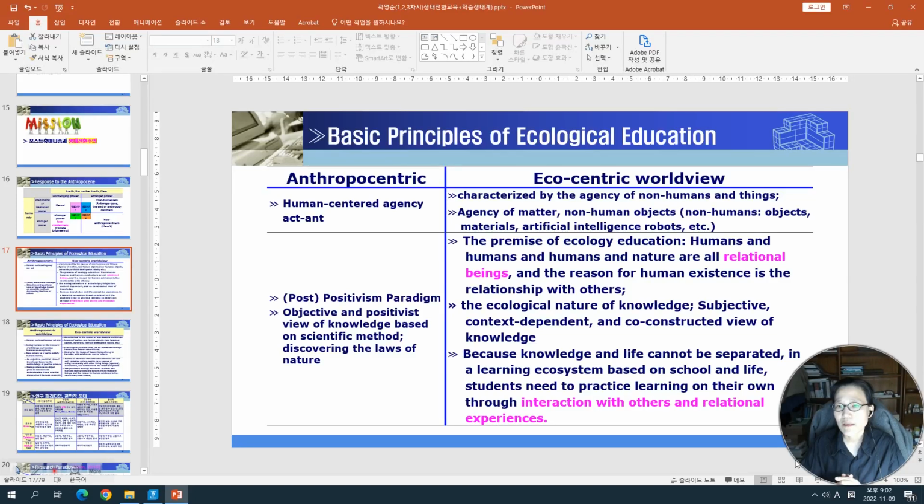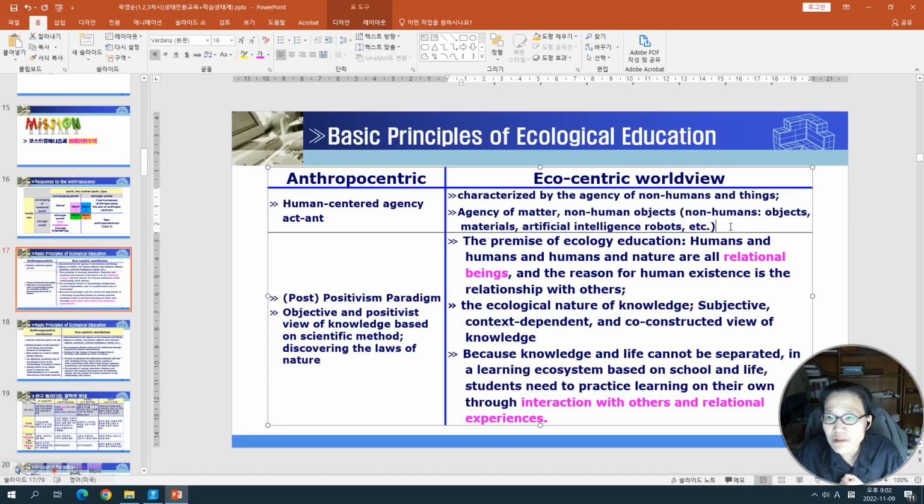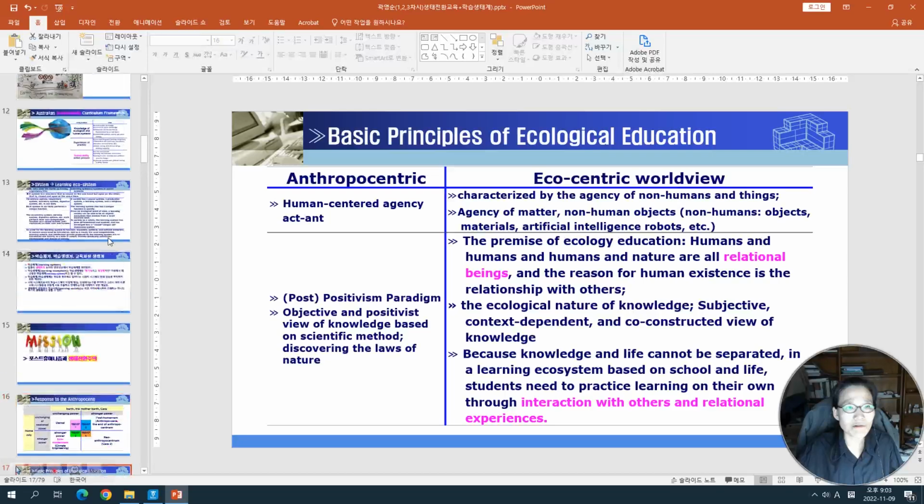Okay? So if we want to survive, or if we want to overcome these days' climate and ecological crisis, we need to work together, humans as well as non-humans. Whenever you say non-humans, it includes objects, materials, artificial intelligence, and it also includes robots as well. And according to ecologism, it also includes the Earth itself. Some people call it Gaia. That's all about lesson 1.